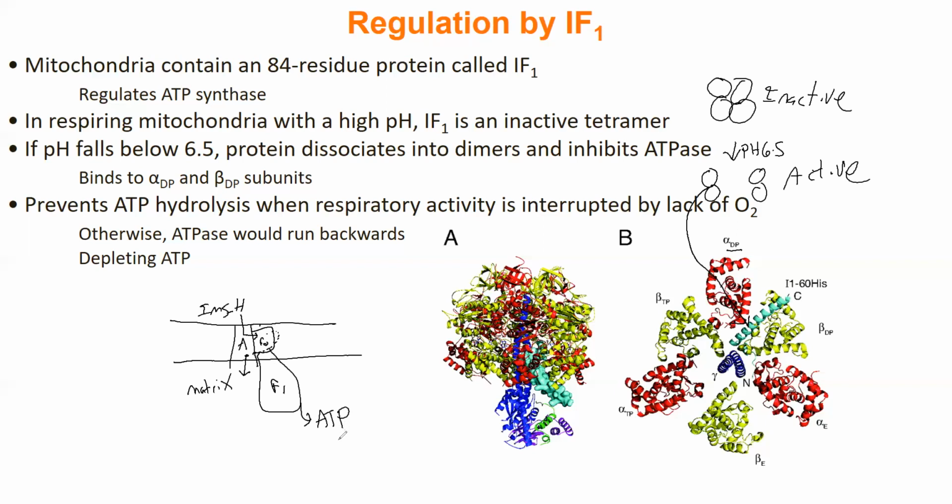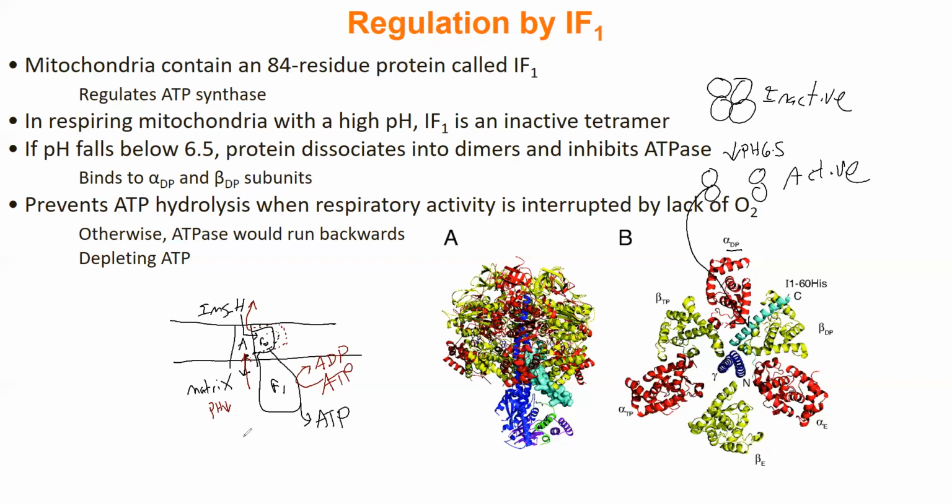However, there's no reason whatsoever that this can't run backwards. So the black is the forward reaction and the reverse reaction is that a hydrogen goes from the matrix, goes around the other way, goes into the intermembrane space, and you're using ATP to do this, and you make ADP. So you burn ATP to do nothing. And that can happen if the pH in the matrix becomes really low.